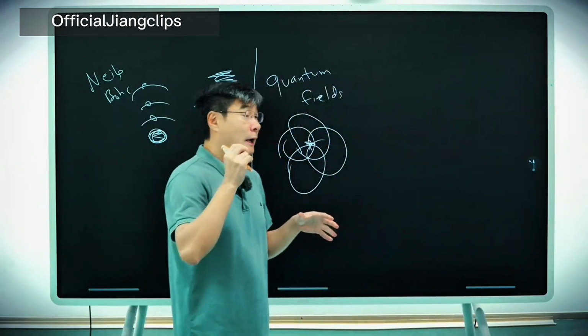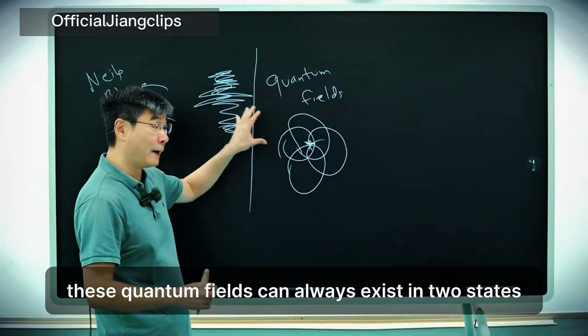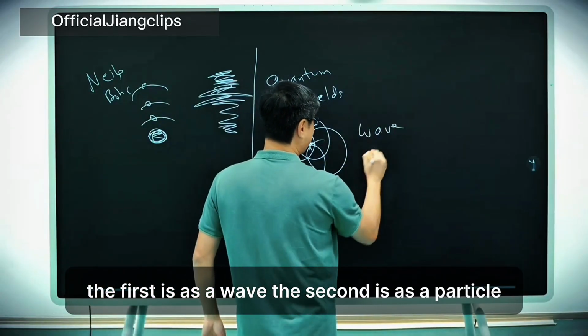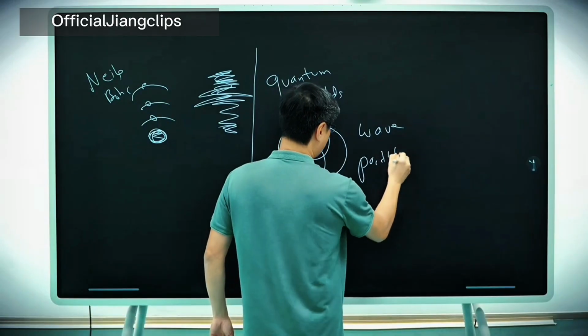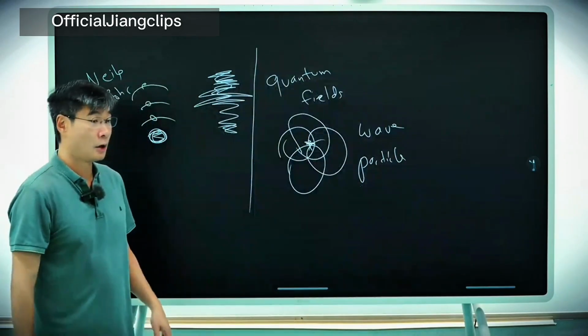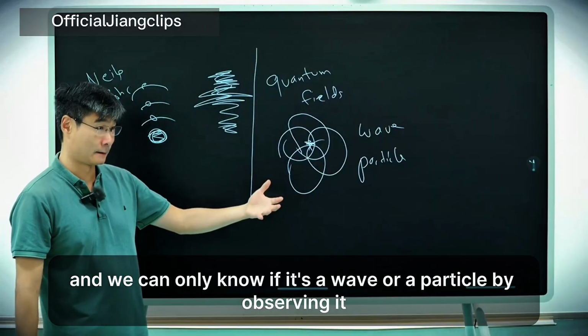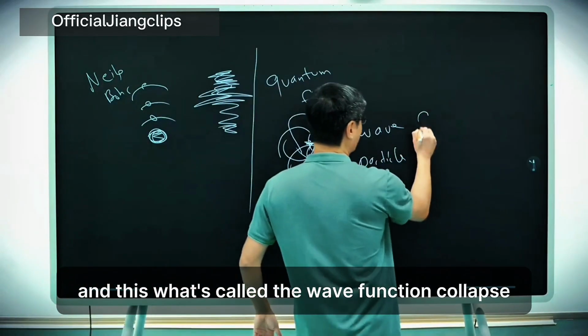Also, these quantum fields can always exist in two states. The first is as a wave, the second is as a particle. Okay? And we can only know if it's a wave or a particle by observing it. And this is what's called the wave function collapse.